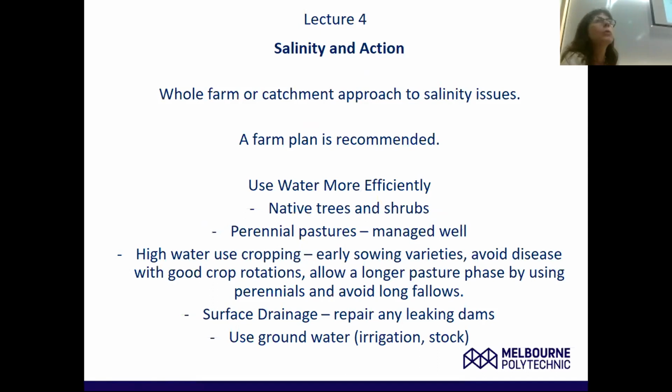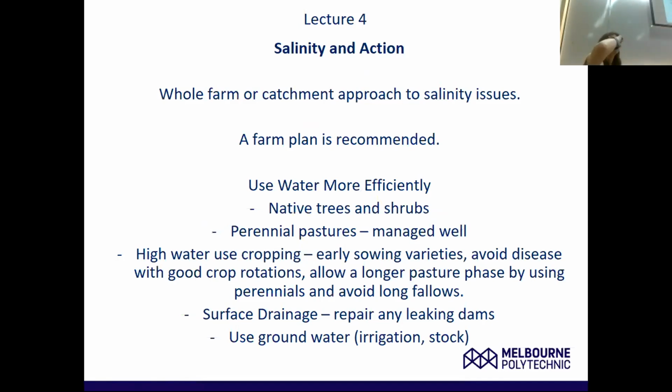Native trees are a good way of helping manage it as well. Perennial pastures tend to be the go-to advice, put a pasture in for a while. And usually you take about 8 to 10 years of your pasture being in there before you start to see changes. High water use cropping, early sowing varieties, and avoiding disease with crop rotations also help. Organic matter as well, introducing organic matter, and surface draining to repair any leaky dams.